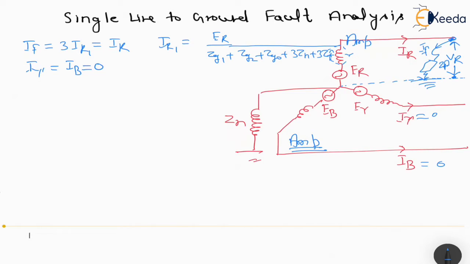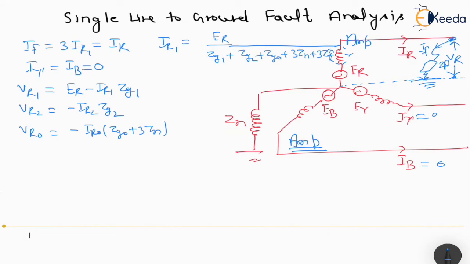Now how can we calculate VR1 basically? VR1 will be calculated by ER minus IR1 into ZG1, and VR2 will be equal to minus IR2 into ZG2, and the value of VR0 is equal to minus IR0 into ZG0 plus 3ZN. So VR1, VR2, VR0. If we want to find out the value of VR, then simply we can write VR0 plus VR1 plus VR2.